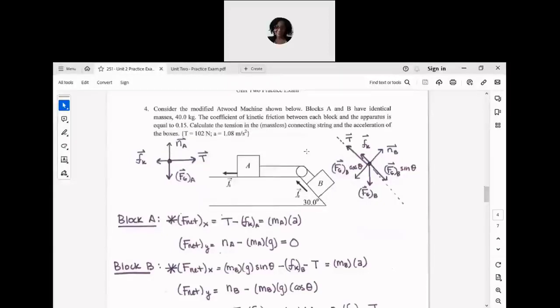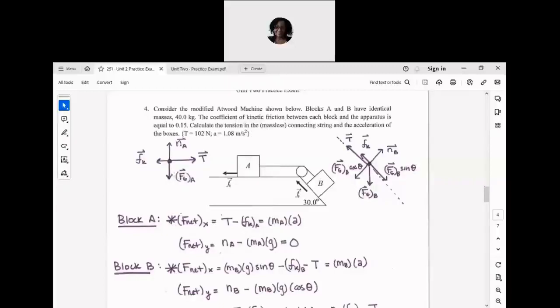We have a modified Atwood machine, so different than the two examples that we saw in our lecture notes. Block A is sitting on a surface. That surface has friction. Block B is sitting on an incline that also has friction. The blocks have the same mass, and we know that the coefficient of kinetic friction between each block and the apparatus is 0.15. If we assume that the string is massless, then we can determine the tension in that string and the acceleration. I would suggest that you start with block A because that one is simpler.